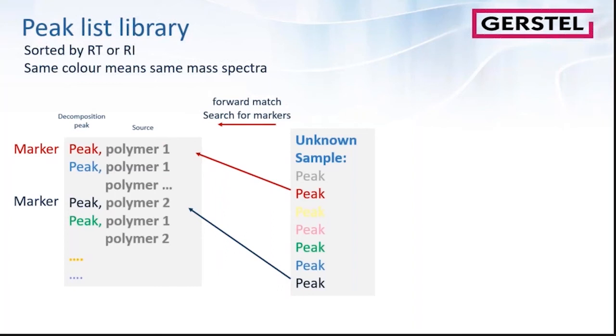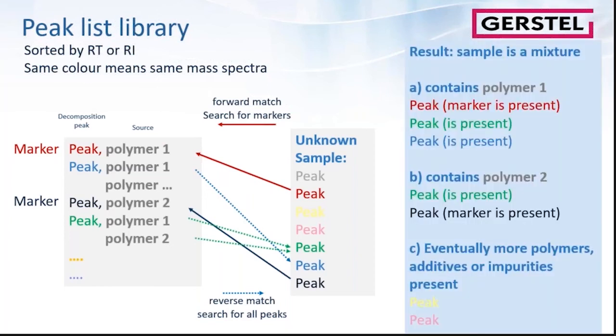We also have to search for all the other peaks from this polymer, to see if these peaks are also seen in the unknown sample. So this is a reverse match. We look if all the other peaks are present in the sample. For polymer number 1, we need to search for the blue peak and the green peak. And the green peak can also be seen in polymer number 2. So this is the reverse match.